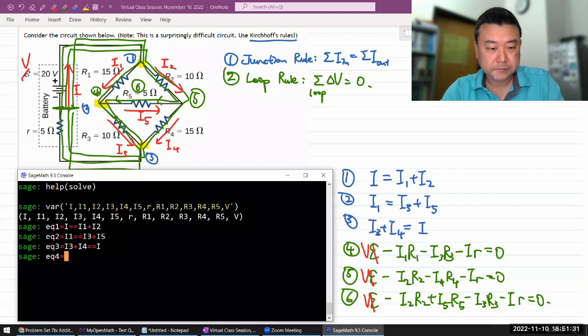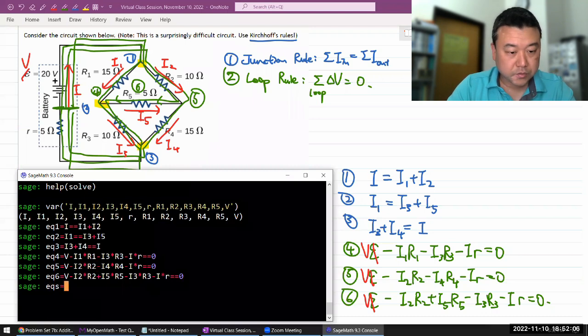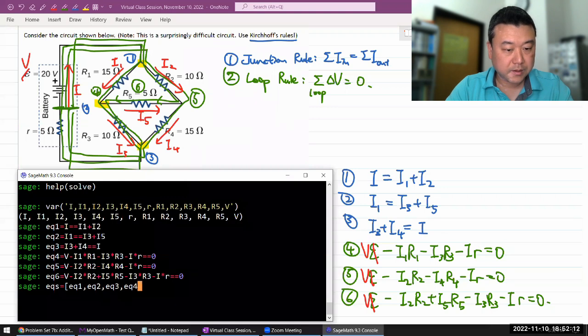Equation 4, V minus I1 times R1 minus I3 times R3 minus I times lowercase r is equal to 0. Equation 5, V minus I2 times R2 minus I4 times R4 minus I times r is equal to 0. Equation 6, V minus I2 times R2 plus I5 times R5 minus I3 times R3 minus I times r is equal to 0.